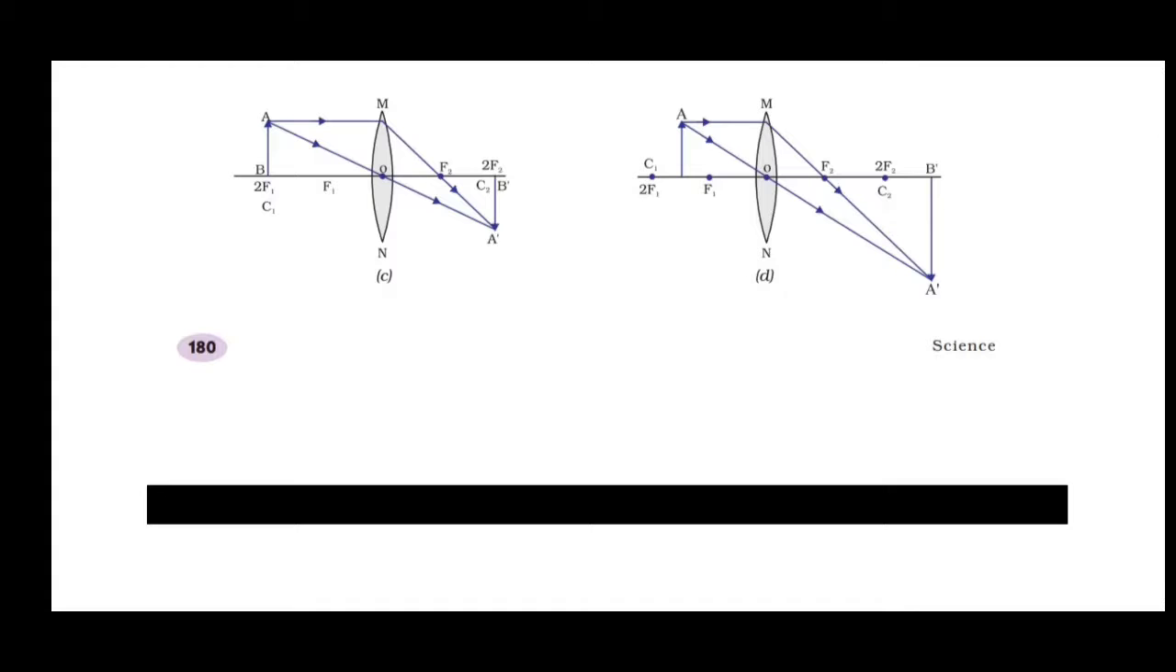Then next, when the object is between f1 and 2f1, the first ray of light parallel to the principal axis passes through f2. The second ray of light from the optical center will not deviate. Where both rays of light meet is known as A dash and B dash, and it will be beyond 2f2.